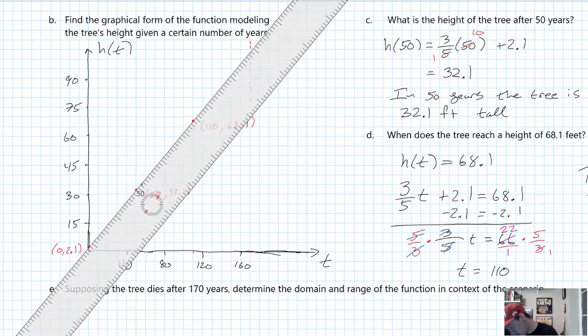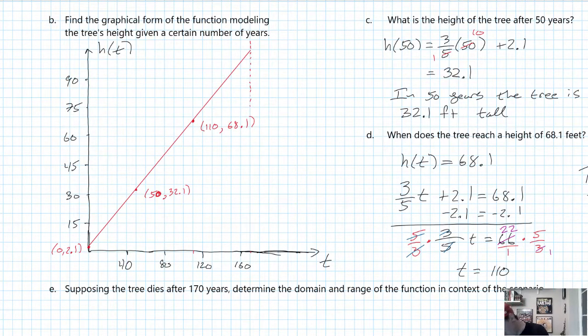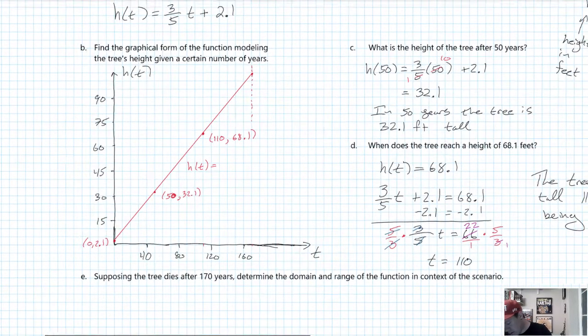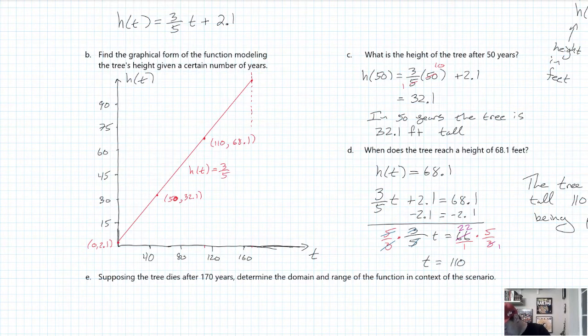It's pretty good. And we know it dies at that point. Really, at that point, it would continue on staying at that height until it gets cut down or falls, but we'll just stop this function right there at that point. So here we have h of t equals 3/5 t plus 2.1.